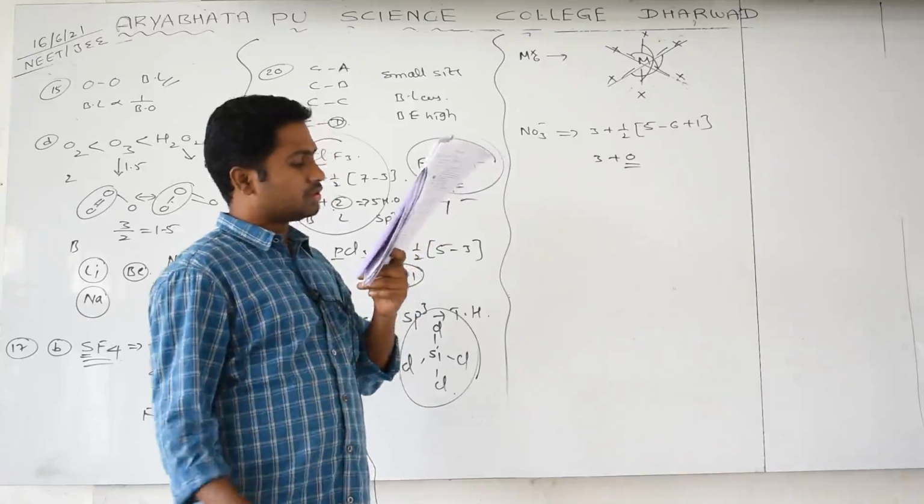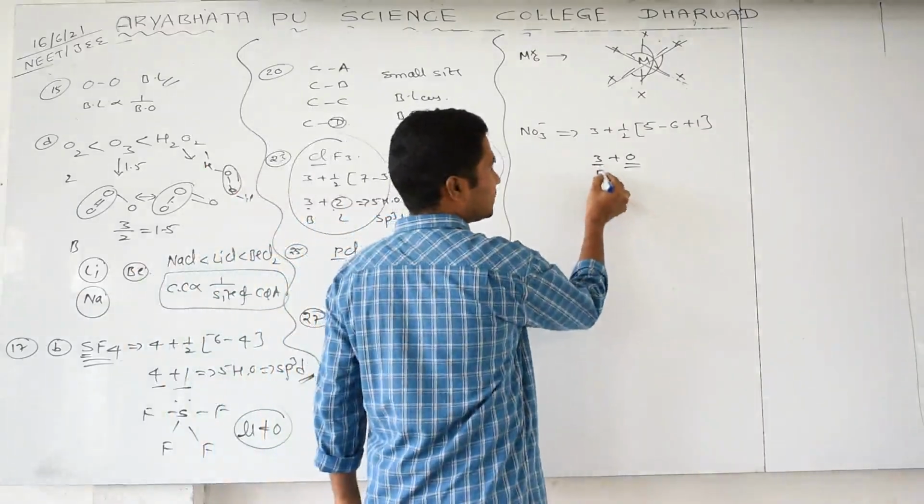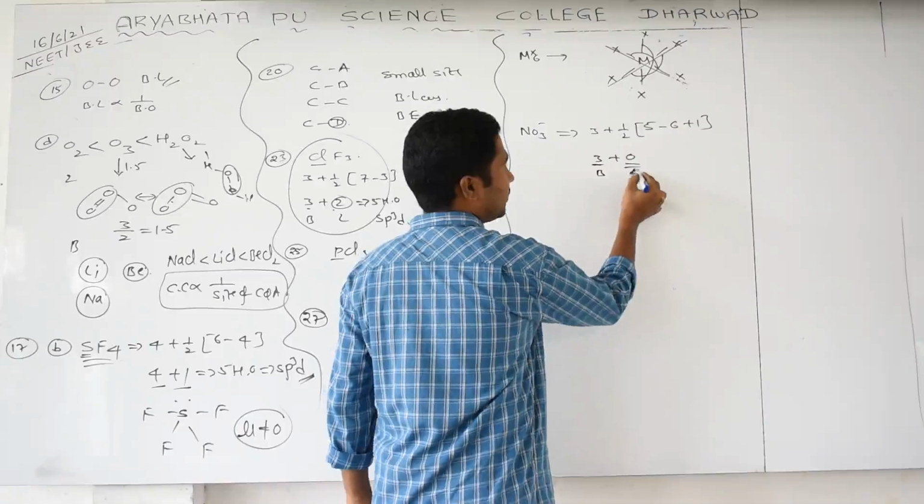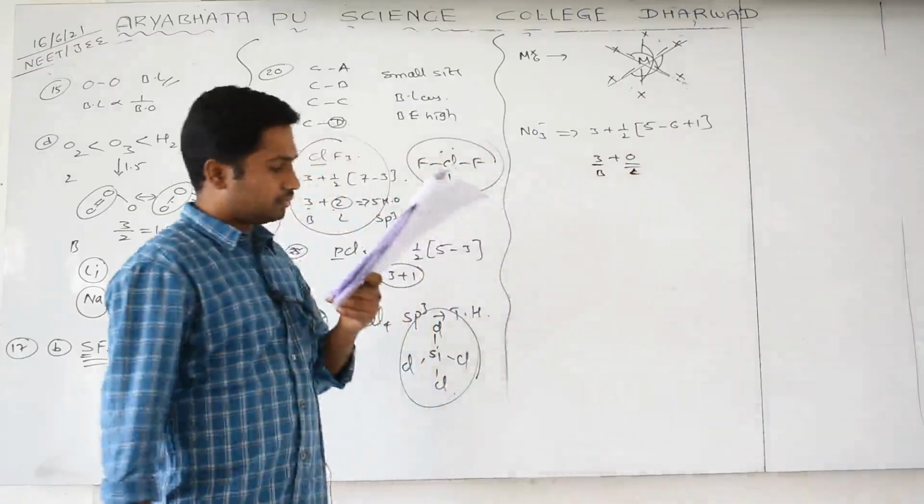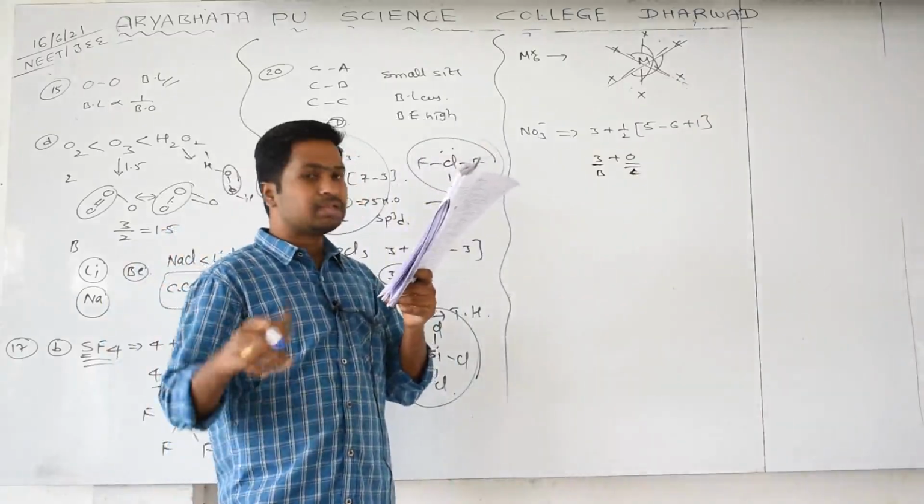Make it as a correction: it is not 4 plus 0, it is 3 plus 0, 3 bond pairs and 0 lone pairs. 3 comma 0. Next, which of the following bond angles is maximum?